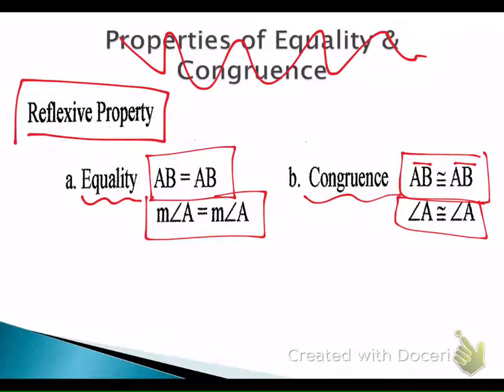But they're so similar. They're basically the same thing. It's just kind of a nitpicky difference. So if it's an equal sign, it's the property of equality. If it's a congruent symbol, it's the property of congruence.